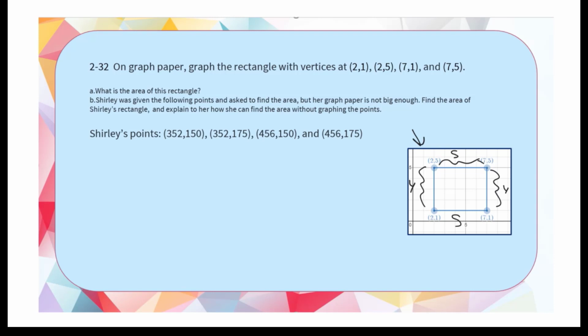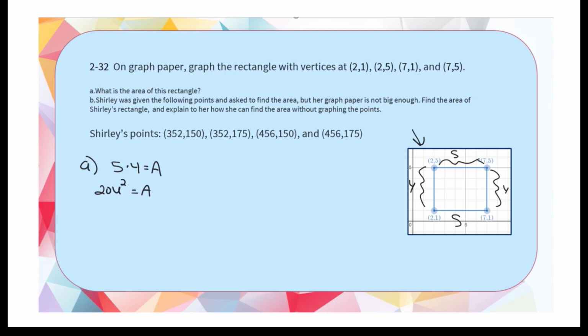It's asking us, what is the area of this rectangle? Well, let's put part A here. It is just 5 times 4. So 5 times 4 equals the area. So area equals 20 units squared.